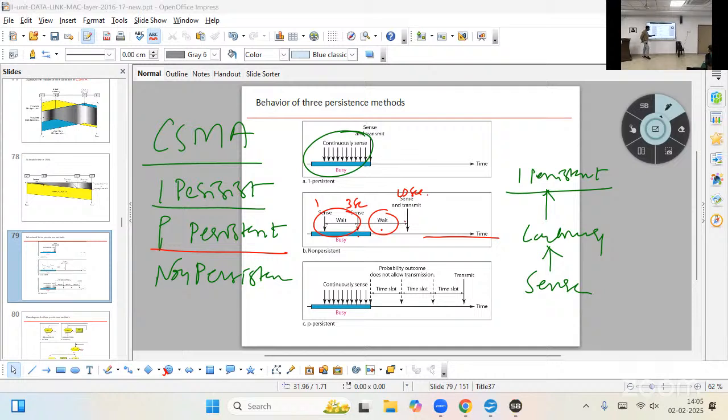Next one is non-persistent. What is non-persistent? There is no need to wait, but we need to sense the channel. After some random amount of time, we need to sense the channel. If the channel is free, we need to send the data. If the channel is busy, we have to wait some amount of time.